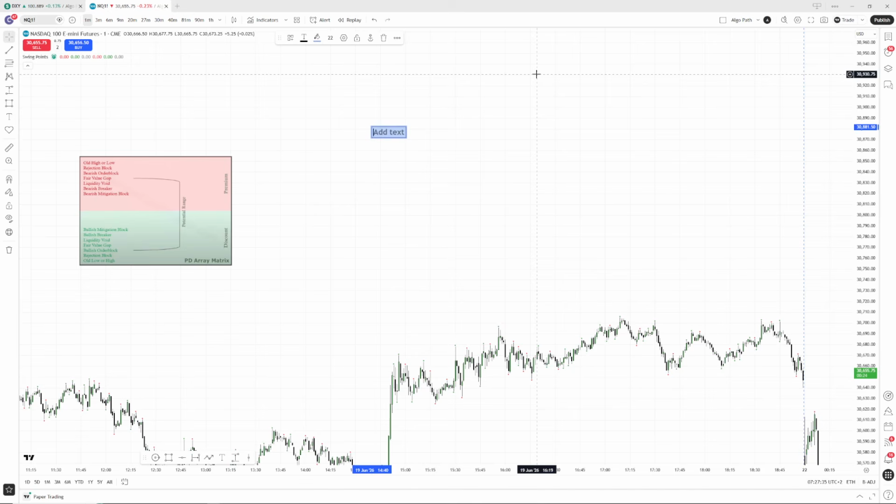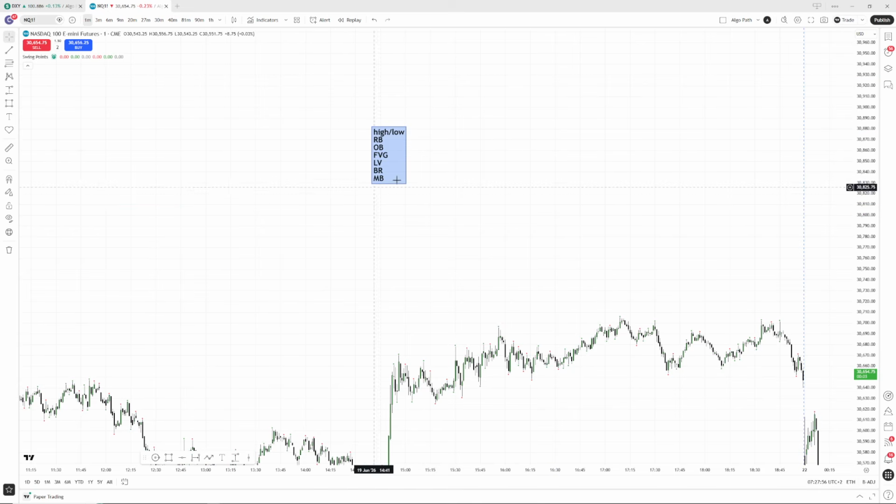So all we want to know is there is a high or a low, and then there is a rejection block, then there is order block, then there is fair value gap, liquidity void, breaker, and finally mitigation block. Okay, now we don't need this.